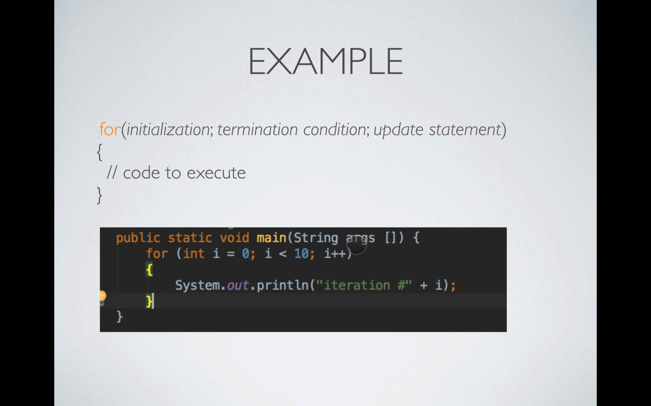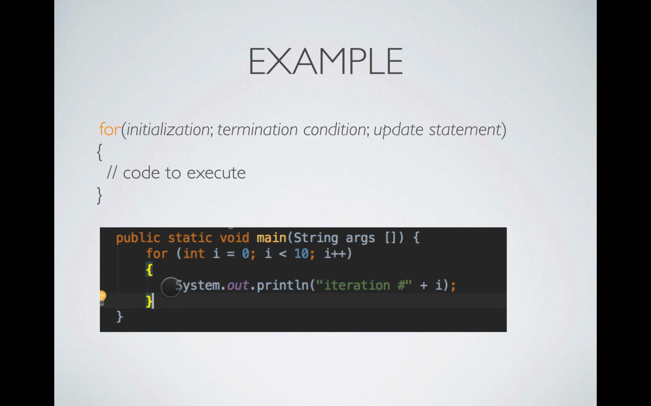Then my update statement. The update statement is run after each iteration of the loop. After each block of code runs, the update statement gets run. So let me show you a walkthrough of what's going to happen here. My code is going to get run. I'm in the main method, that automatically gets run by Java, as we know. Then it hits the for loop. It creates a variable named i and sets it to 0.